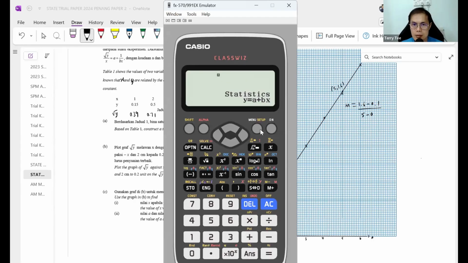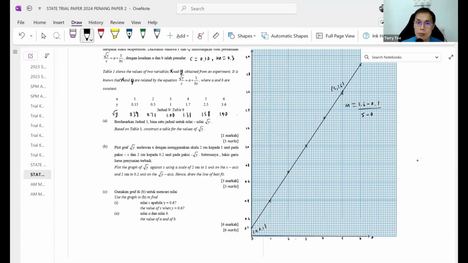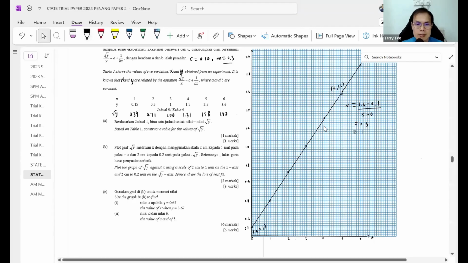Okay, go back to menu. 1.6 minus 0.1 is 1.5. Divide by 5, you should get 0.3. Okay, 0.3, which is exactly the same as what we got from the calculator in the first place. So my y-intercept is 0.1, my gradient is 0.3.